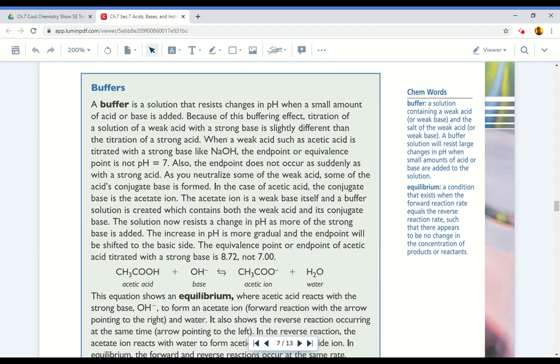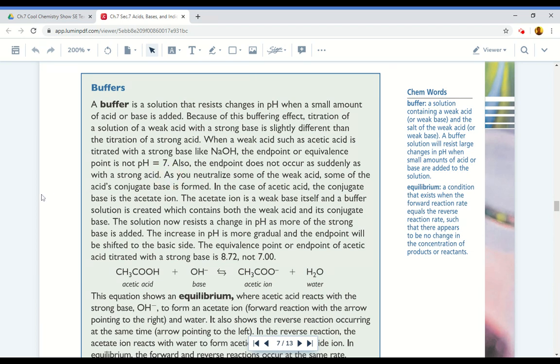When a weak acid, such as acetic acid, now that's vinegar, remember? That comes from the section before. So when a weak acid, such as acetic acid, which is the acid within vinegar, is titrated with a strong base, like sodium hydroxide, the endpoint or equivalence point is not pH neutral. Also, the endpoint does not occur as suddenly as with a strong acid.